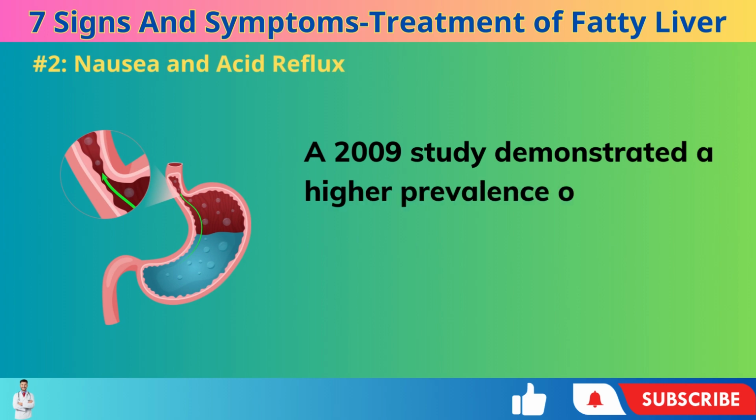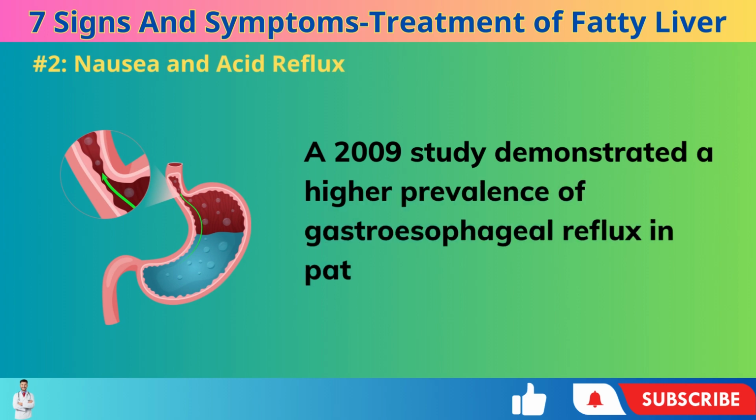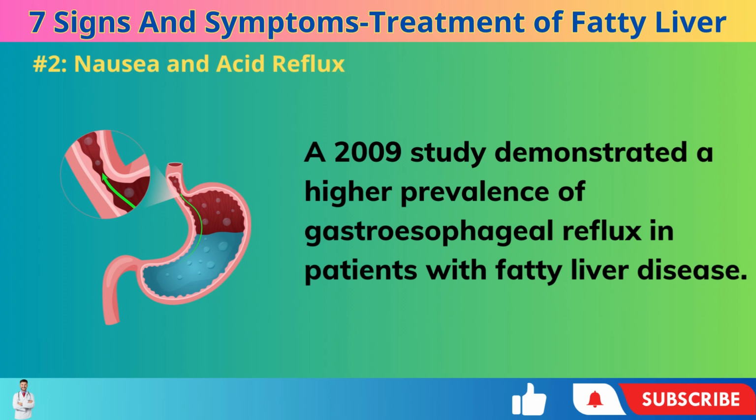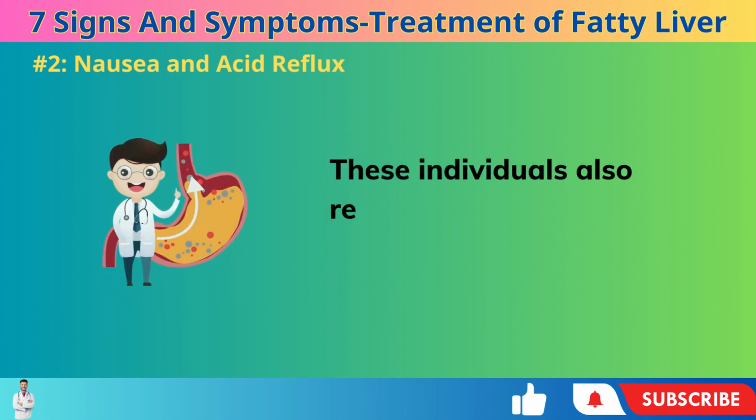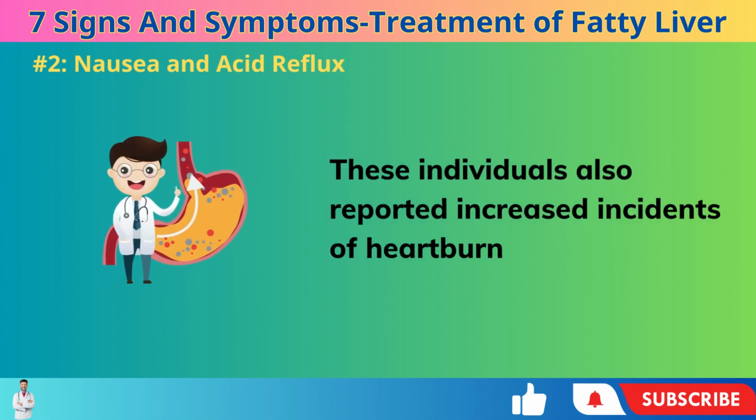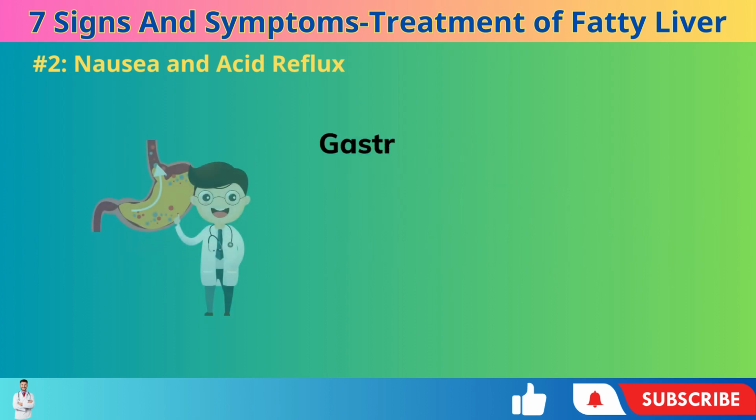Number 2. Nausea and acid reflux. A 2009 study demonstrated a higher prevalence of gastroesophageal reflux in patients with fatty liver disease. These individuals also reported increased incidence of heartburn and belching.